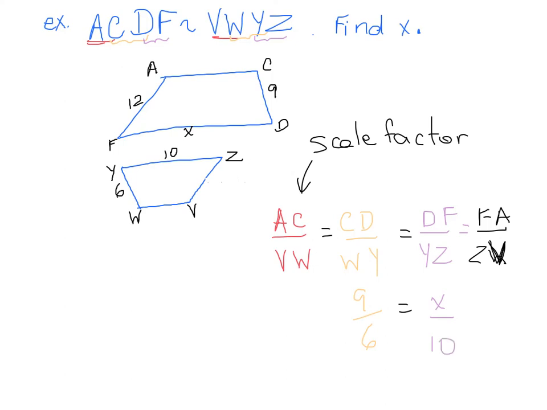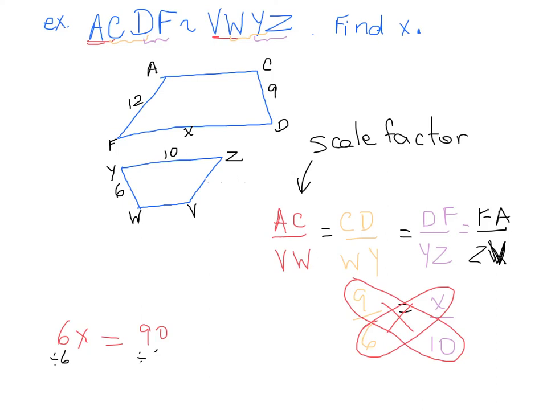Alright, so now we've set up a proportion, and all we have to do is solve it, and that's actually the easier part. So now we can cross multiply, and when you multiply these two numbers, we get 6x equals, and when you multiply these two numbers, you get 90. Now to isolate the x, we just have to divide both sides by 6, and we get that x is equal to 15. And we're done.